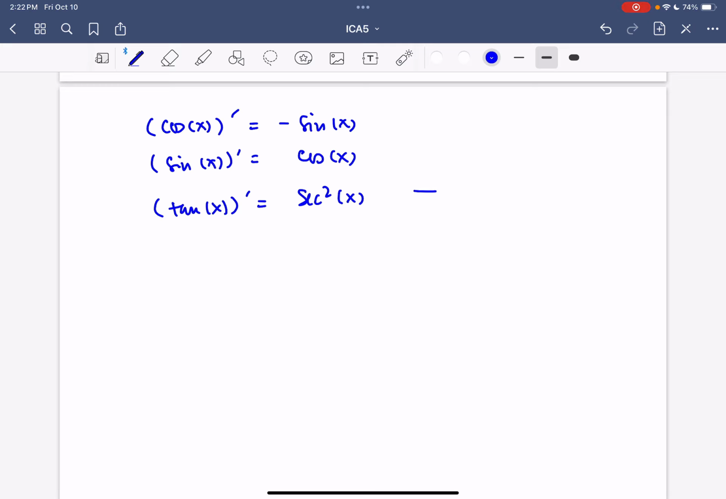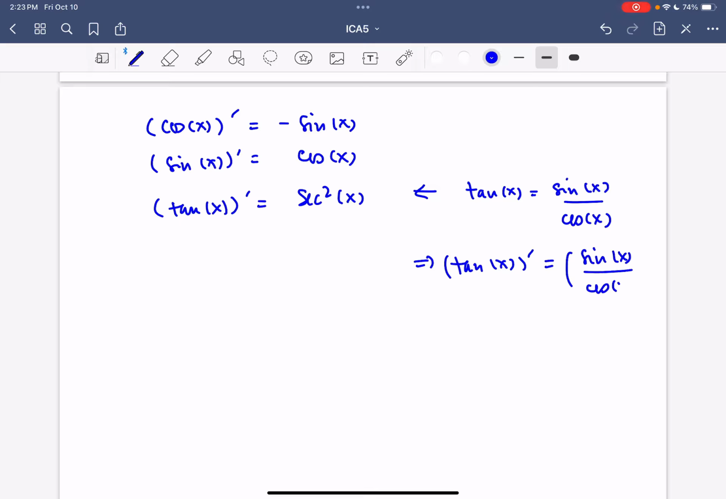And you can prove this easily by thinking of tangent of x as sine of x divided by cosine of x, and then use the quotient rule, right? Because you know that the derivative of tangent of x will be equal to the derivative of sine of x over cosine of x. And then you can use the quotient rule and simplify, and you get your answer.